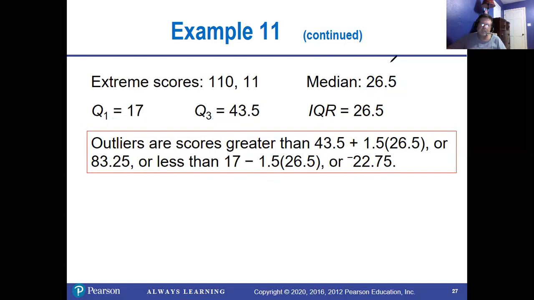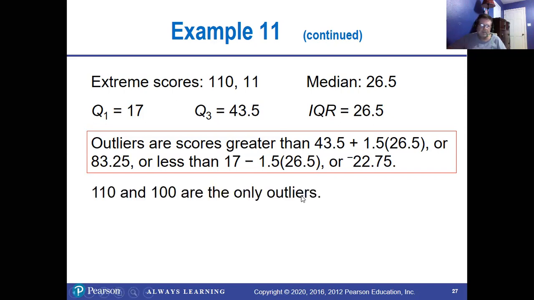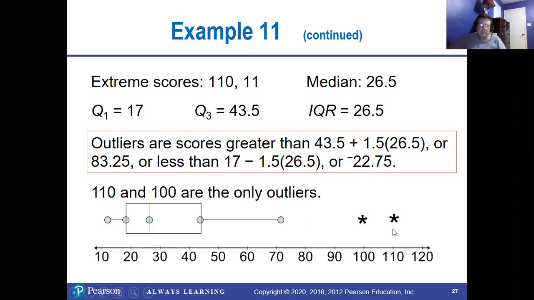Okay, so is my 11 and my 110 an outlier? Well, 110 is bigger than 83, so that's going to be an outlier. 11 is not less than negative 22, so it is not an outlier. So the 110 and the 100 are both in that list that we had before, both bigger than the 83. So notice it gets an asterisk out here.